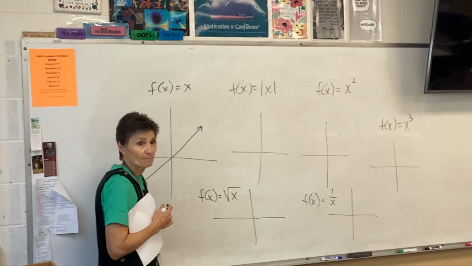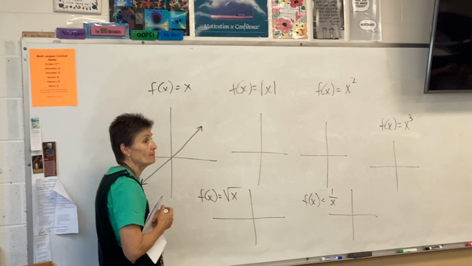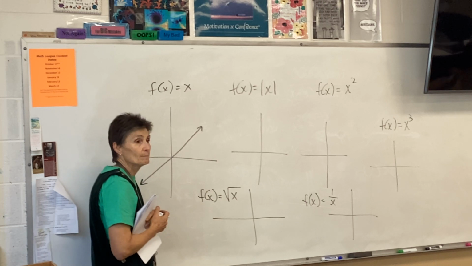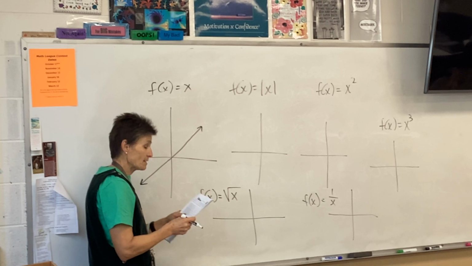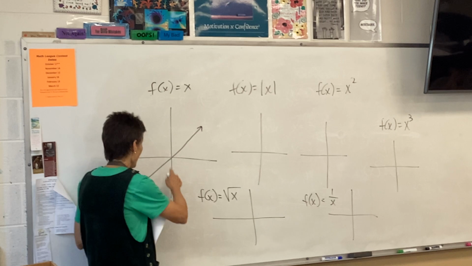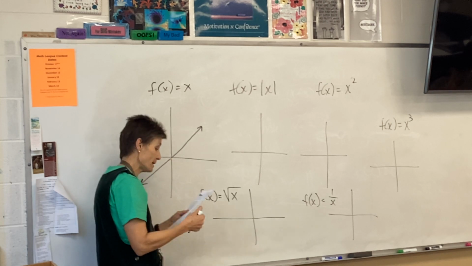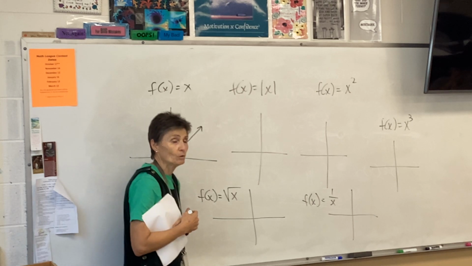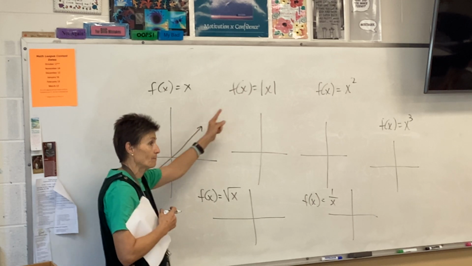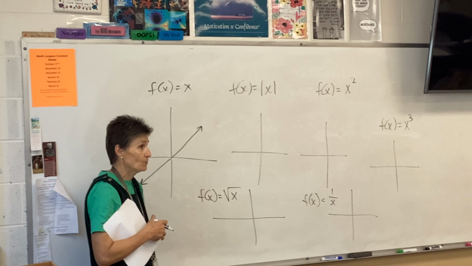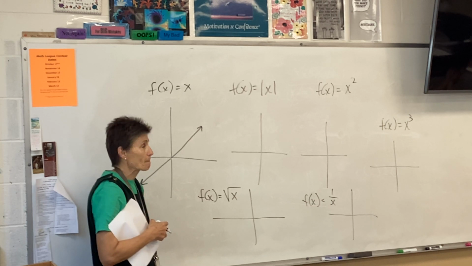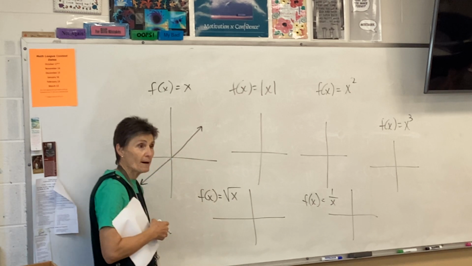Domain is negative infinity to infinity. Range is negative infinity to infinity. Absolutely. X-intercept, Y-intercept, same point, right? Increasing on, what is the interval where this thing is increasing? Negative infinity to infinity. It's increasing the whole time. All right, is everybody good with that?